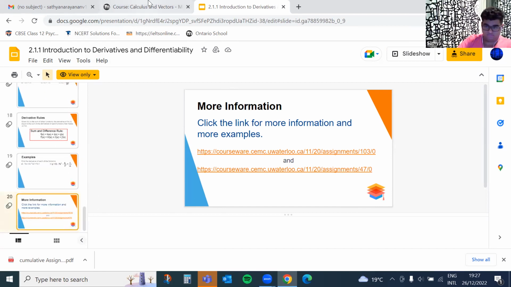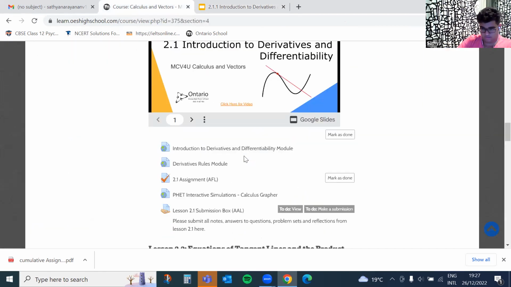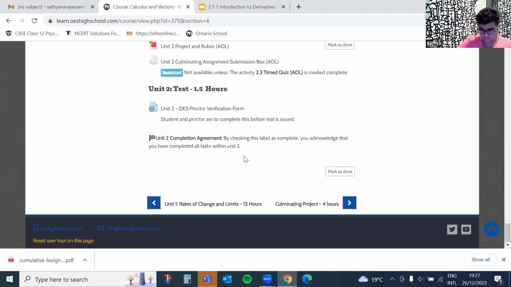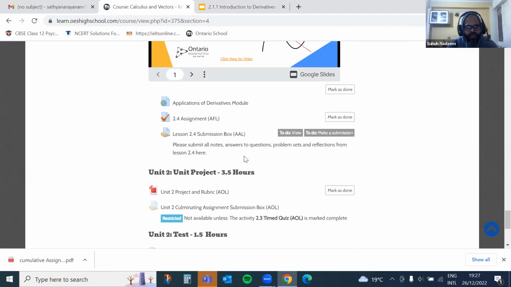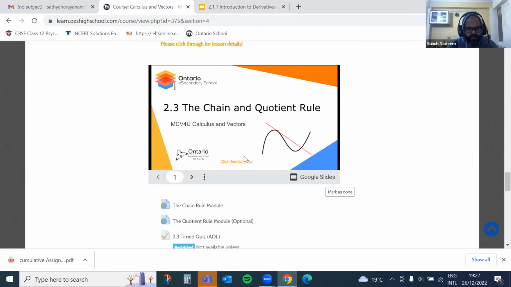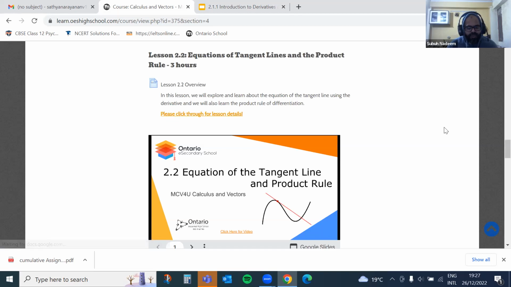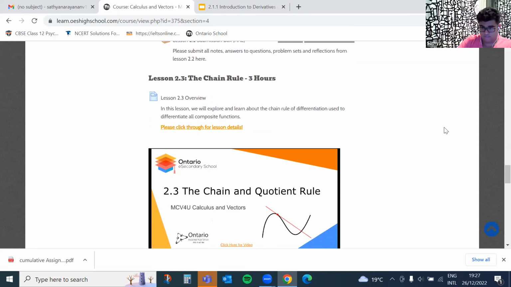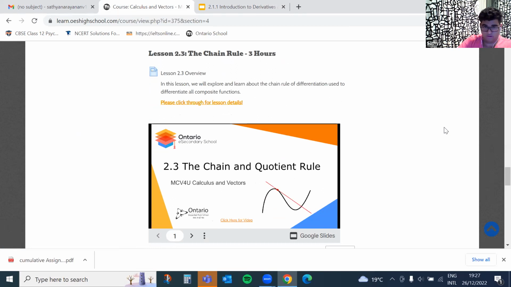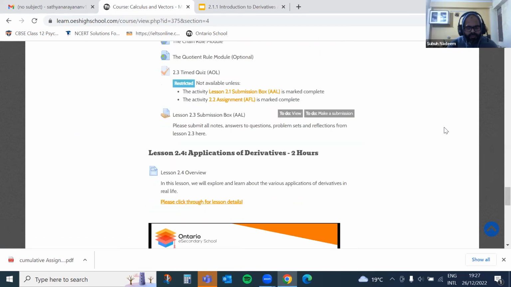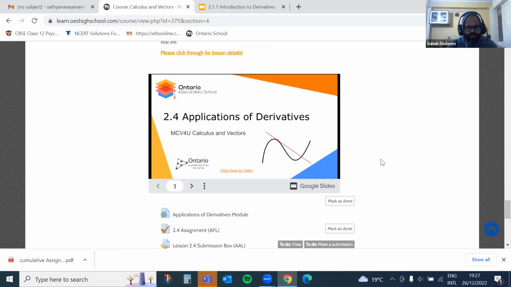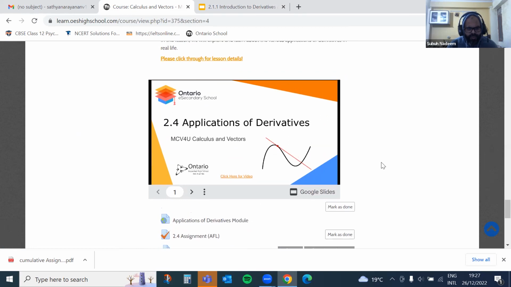Okay, sir. So there are, I think, four of these. Yeah, four. What are the other topics? We just go through them one by one. Second one is equation of tangent line. Next topic, the third one is chain rule. And the last one is applications of derivatives. So how many slides are there in applications of derivatives?